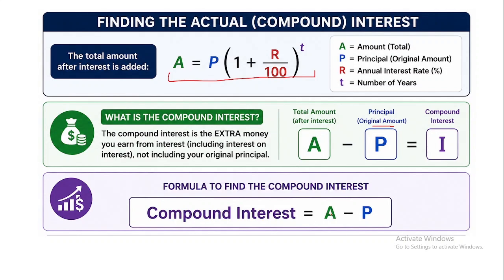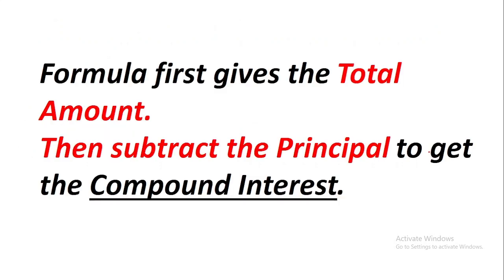A being the total amount minus the principal, which is the original or initial money, either invested or borrowed. So remember this: use the formula first to find the total amount, A. Then afterwards, subtract the principal to get the compound interest. So that's how you find the interest.